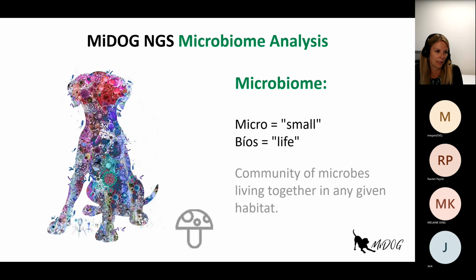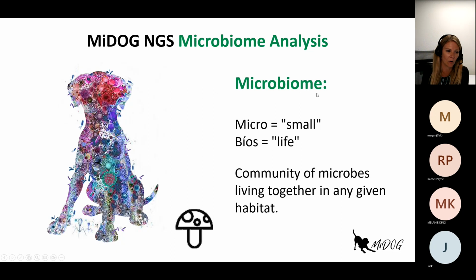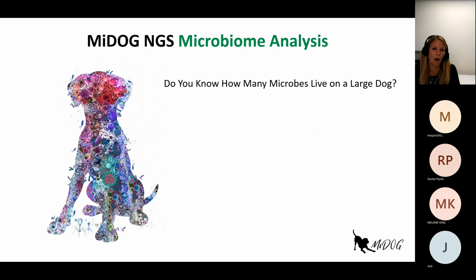So the microbiome is from a Greek word meaning small life, and it encompasses the microorganisms living together in any given habitat. So that includes bacteria, fungi, viruses, protozoa, and all of those together. And if you were to guess, how many different microbes do you think live on a pretty large dog? Keep in mind there's 10 to the 30 on the planet Earth. And I'm just going to wait a few seconds if anyone would like to shout out their best guess.